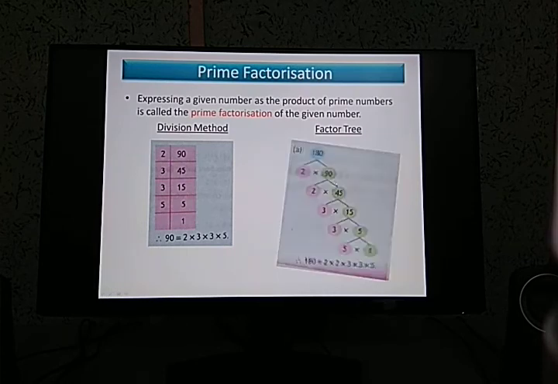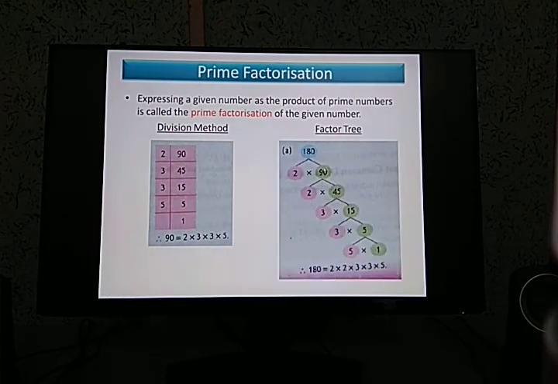There is one more method called the factor tree. Why is it given the name factor tree? Because it looks like a tree, although it is a bit bent, but it looks like a tree with its branches. These are some of the branches you can see. So it's also the same thing. 180 you can write as 2 into 90. Then this 90 can be written as 2 into 45. 45 can be written as 3 into 15. Then 15 can be written as 3 into 5. And 5 can be written as 5 into 1. Then all these numbers which are on the left hand side are its factors.